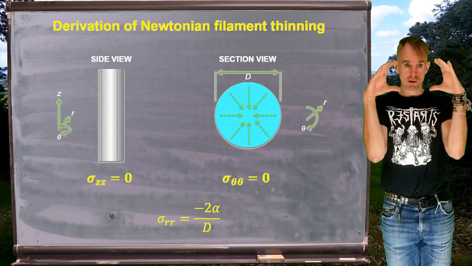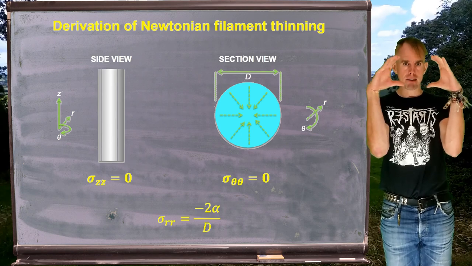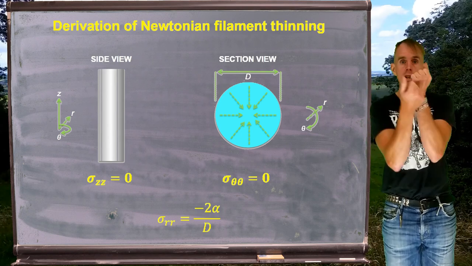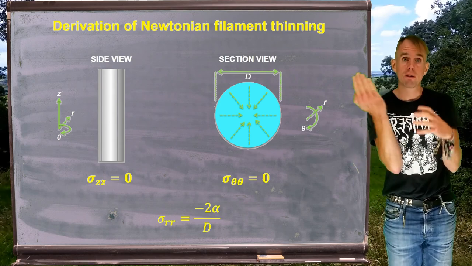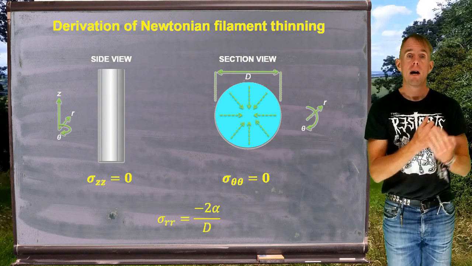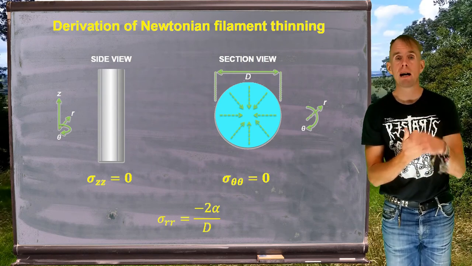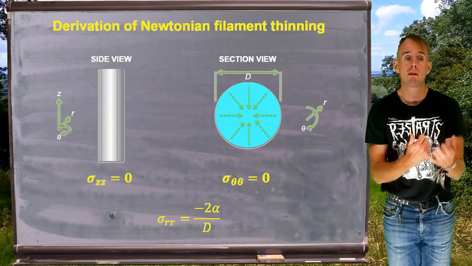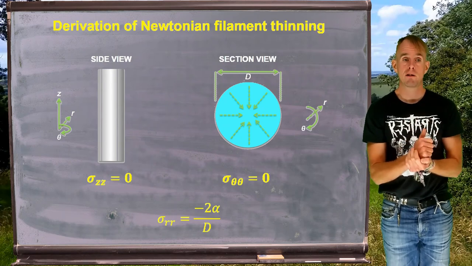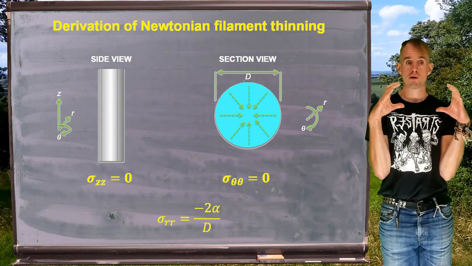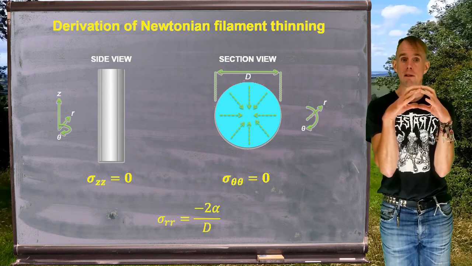Imagine that you're squeezing on a cylinder of plasticine, like so. What happens? It elongates as you form that radial stress within the cross-section of the fluid. And we can relate what that radial stress is when we consider the value of surface tension. So we have the capillary force minus 2 alpha, alpha is our surface tension, divided by diameter. And so we can see that our radial stress increases significantly as our diameter decreases.